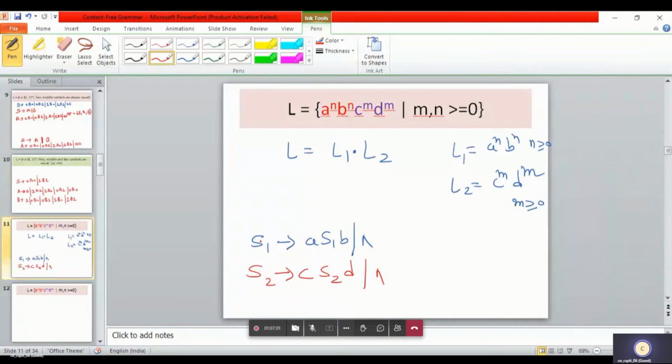So now to achieve the final goal, because we want a grammar for the language L, which is a concatenation of two different context-free languages, we'll add one more rule, and that is from S, we have a concatenation of two languages, S1 S2. It is a concatenation of two languages.